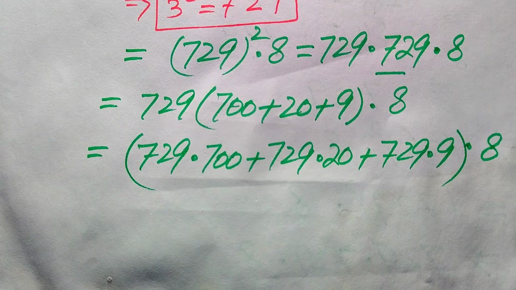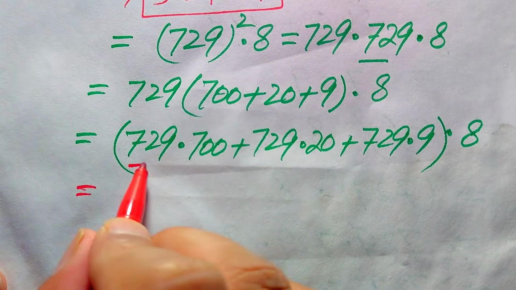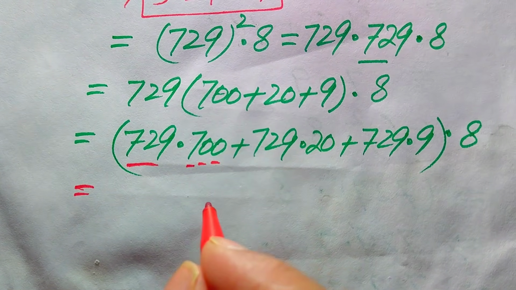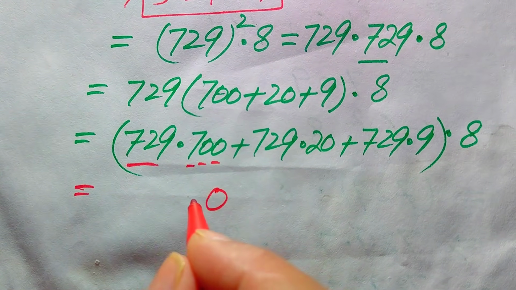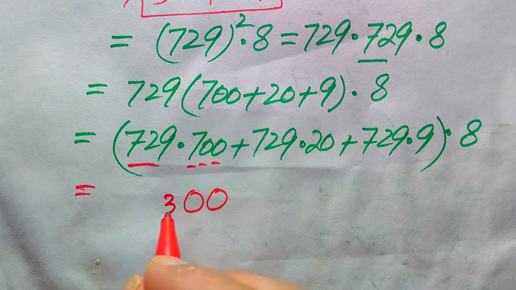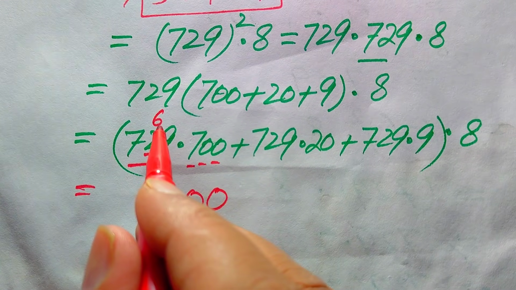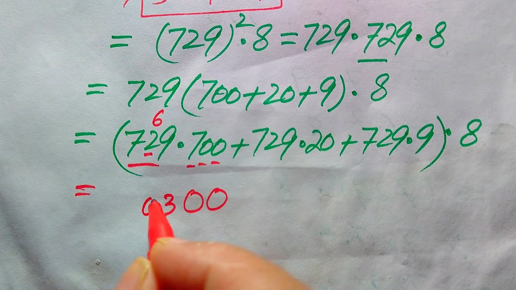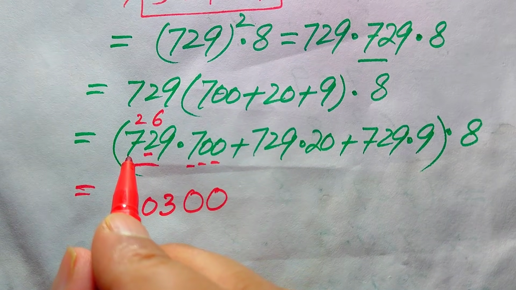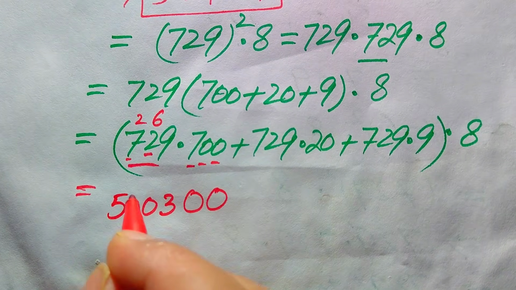So in the next step we need more simplifications, and here we consider this as the first digit and this as our 3-digit number. When we multiply 0 with this number we get 0, and 0 times this number is also 0, and 7 times 9 is 63. We write 3 and carry 6. 7 times 2 is 14. 14 plus 6 becomes 20. We write 0 and carry 2. 7 times 7 is 49. 49 plus 2 becomes 51.